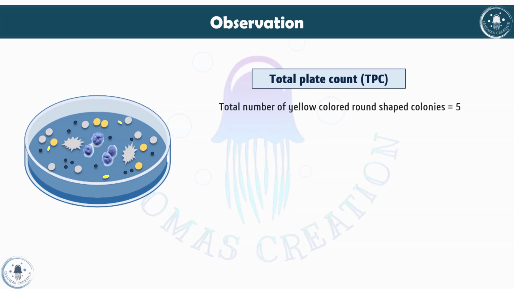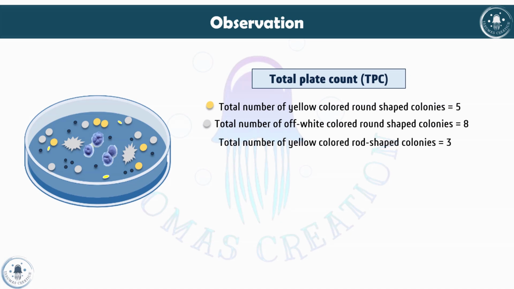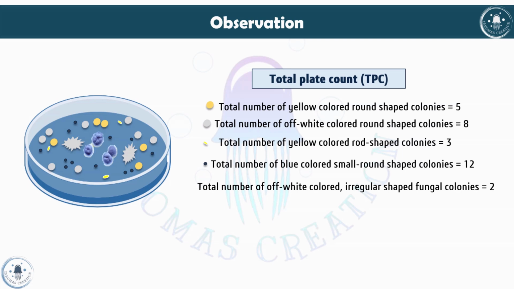So here we can see that there are yellow colored round shaped colonies present, which are 5 in number. So we'll count different types of colonies based on their morphology. Now here the yellow colored are 5 in number. Similarly, off-white colored round shaped colonies we can count, they are 8 in number. Yellow colored rod shaped colonies are there, which are 3 in number. Blue colored small round shaped colonies are present, which are 12 in number. You can also count it from the plate.